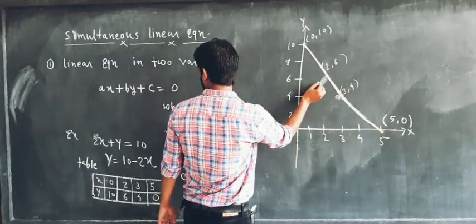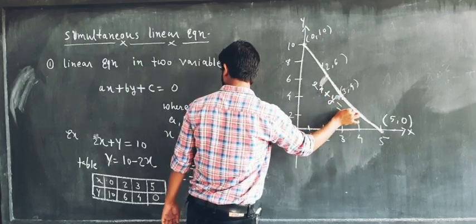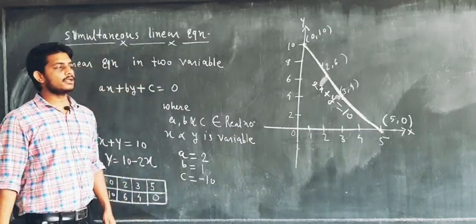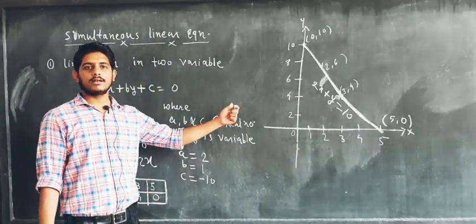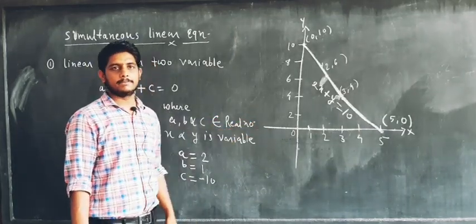Okay, so it is a straight line for the equation 2x plus y equals 10. That's why we are saying it is a linear equation in two variables. When we represent a linear equation on a graph, we will get a straight line.